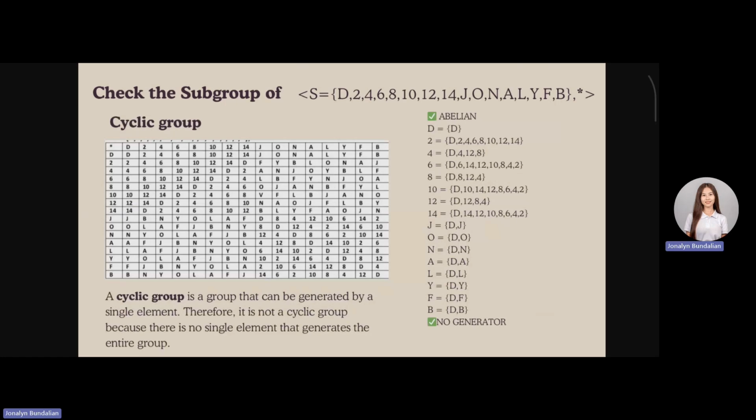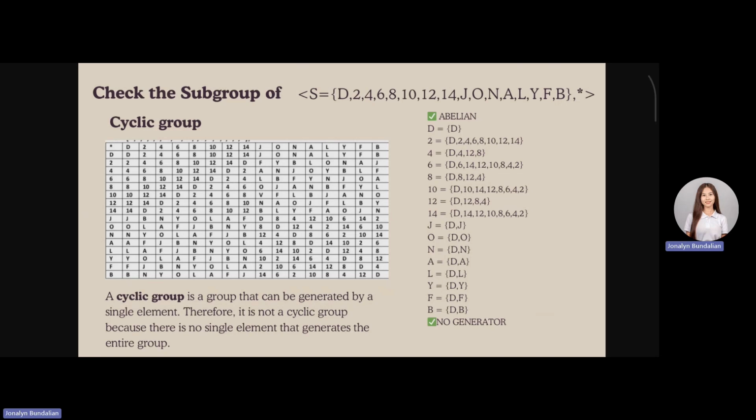D is equal to D, 2 is equal to D, 2, 4, 6, 8, 10, 12. 4 is equal to D, 4, 12, 8. 6 is equal to D, 6, 14, 12, 10, 8, 4, 2. 8 is equal to D, 8, 12, 4. 10 is equal to D, 10, 14, 12, 8, 6, 4, and 2. 12 is equal to D, 12, 8, 4. 14 is equal to D, 14, 12, 10, 8, 6, 4, 2.